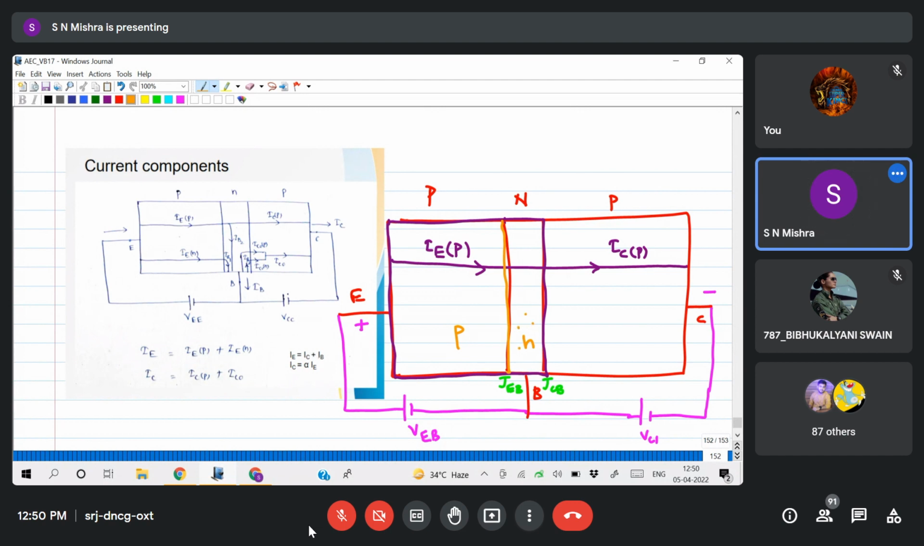Electrons are majority here. Just now we have considered holes as majority carrier, and this junction is forward biased, so holes are moving from here to here. Because the doping here is less and the width is very small, and we have applied negative voltage here, holes are attracted to the collector side. One part is over. Similarly, here electrons are also majority carrier, so will these electrons move to the P side, meaning the emitter side?